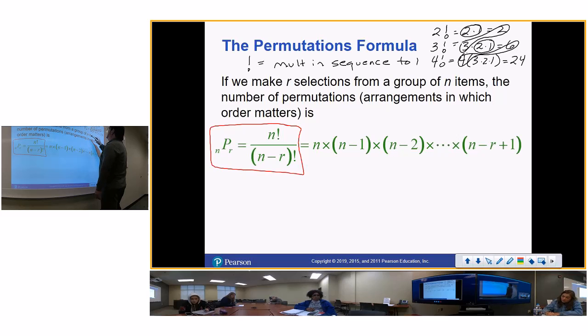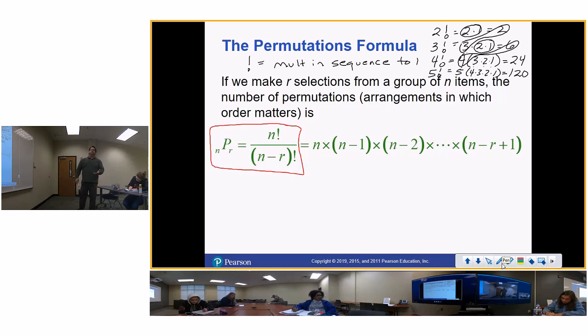The next one would be what? 5 times 24. Or you can just do it in sequence. 5 factorial is 5 times 4 times 3 times 2 times 1, or 5 times 24, which is 120. So y'all see the pattern? Now you can do it in your calculator also. And I'm going to show you that in just a minute. Well, let's go ahead and show it to you now.